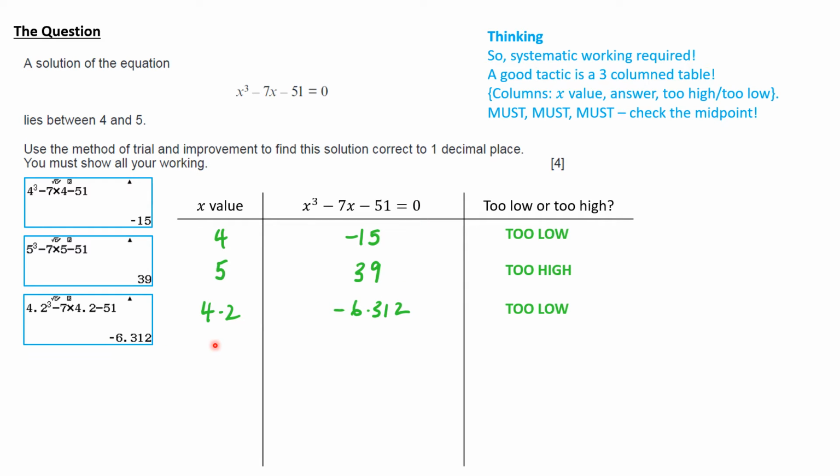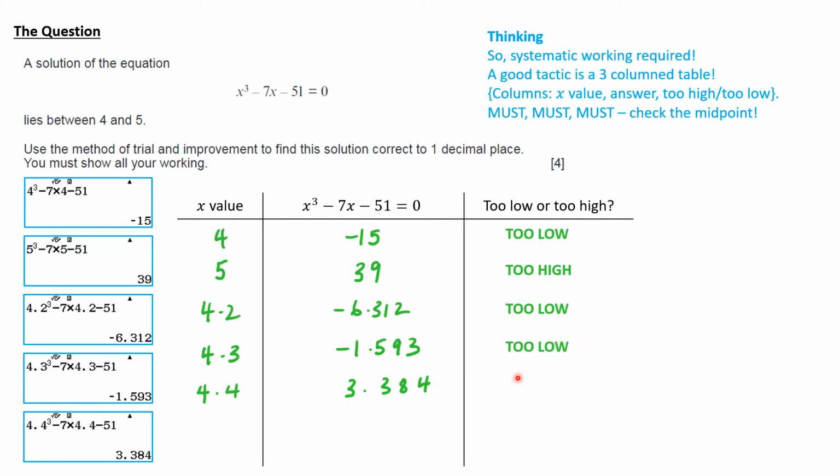So then I'm going to go in 1 decimal place steps. I'm going to go 4.3 next, and getting closer again to 0. That gives me 1.593. It's too low. And when I put 4.4 in, I've jumped to get a positive answer, which is 3.384. So I know this is too high, because remember I'm aiming for 0. So I've done quite a lot of work now. Bit of number crunching, got some answers out, but I haven't quite got the right answer.